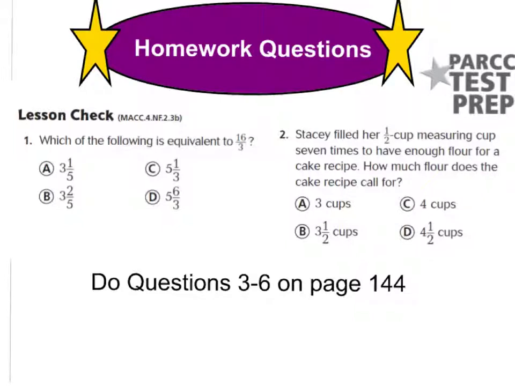Alright, so your homework questions are on the back side of your Go Math book now. It'll be on page 144. Number 1 says, which of the following is equivalent to 16/3? Go ahead and find room and create your sum of unit fractions and do your groups so you can show what 16/3 would look like as a mixed number.